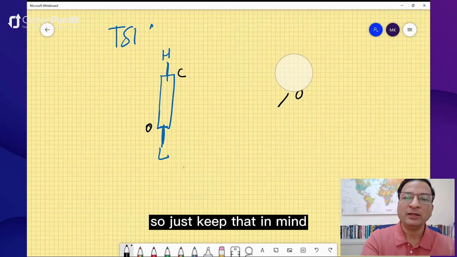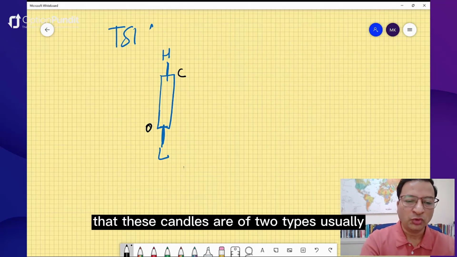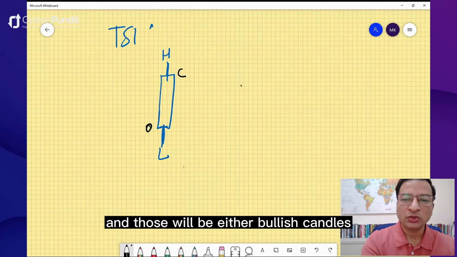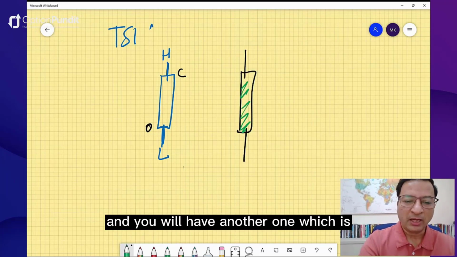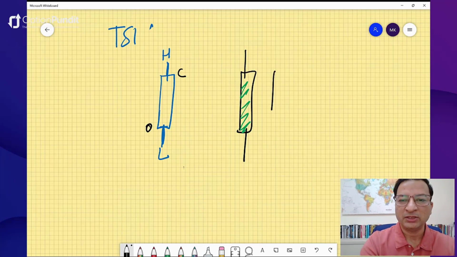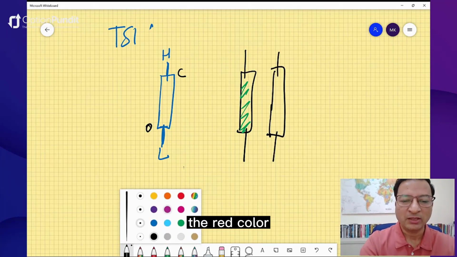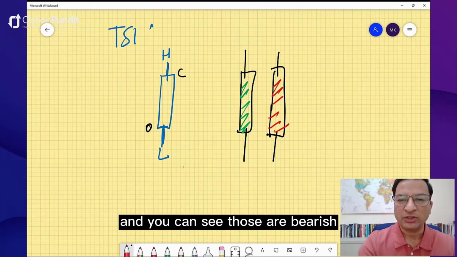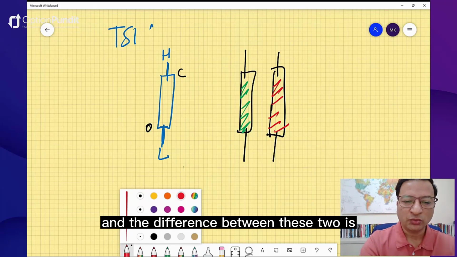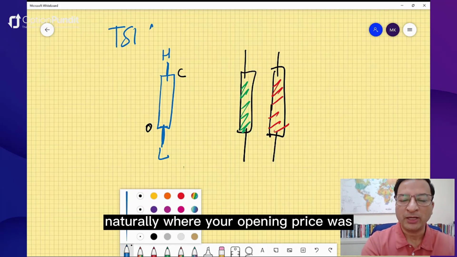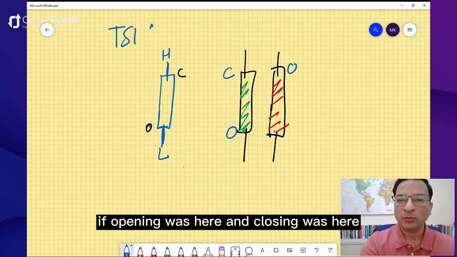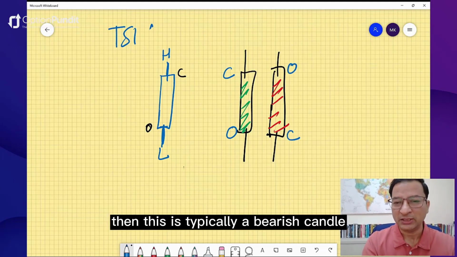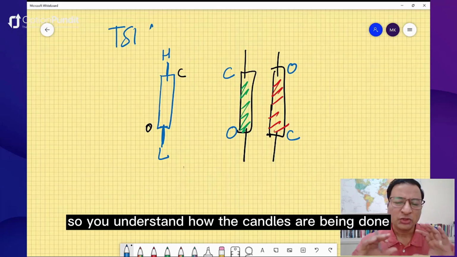So just keep in mind that these candles are usually of 2 types: bullish candles, defined by green color, and bearish candles, usually defined by red color. And the difference between these two is naturally where your opening price was. If opening was here and closing was here, it is typically bullish. If opening was here and closing was here, then this is typically a bearish candle. So you understand how the candles are being done.